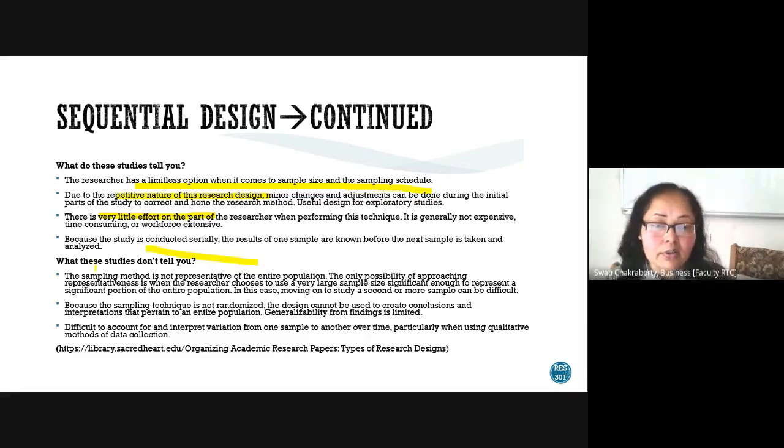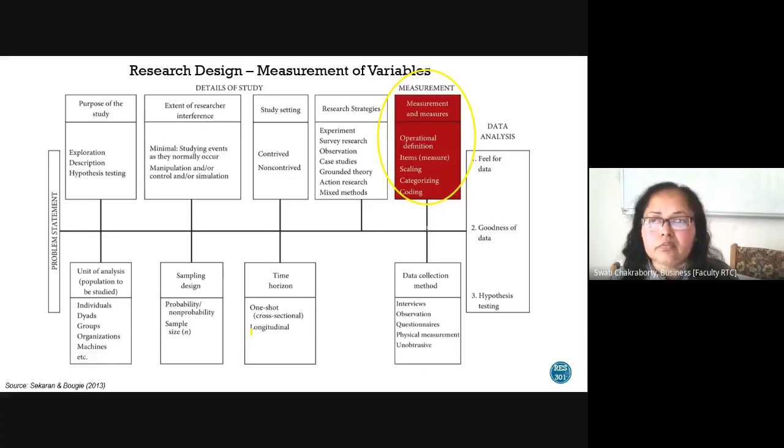What do these studies not tell us? The sampling method is not representative of the entire population, right? Because the sampling technique is not randomized, the design cannot be used to create conclusions and interpretations relating to the entire population. It is difficult to account for and interpret variation from one sample to another over a period of time, particularly when using qualitative methods of data collection.